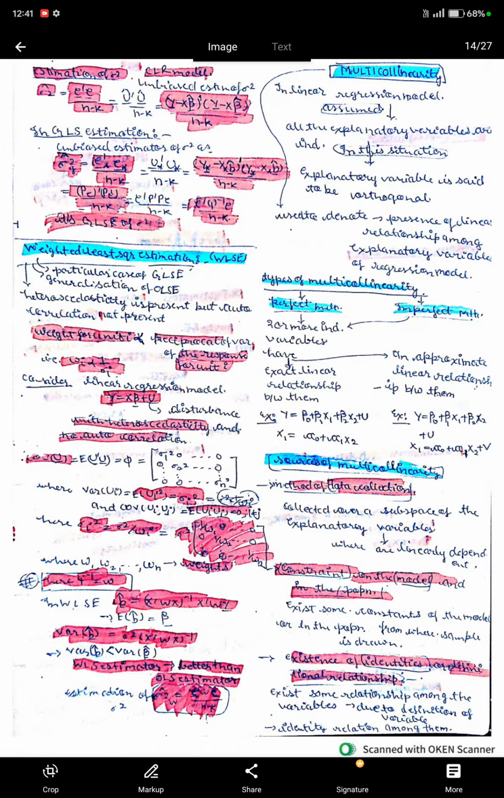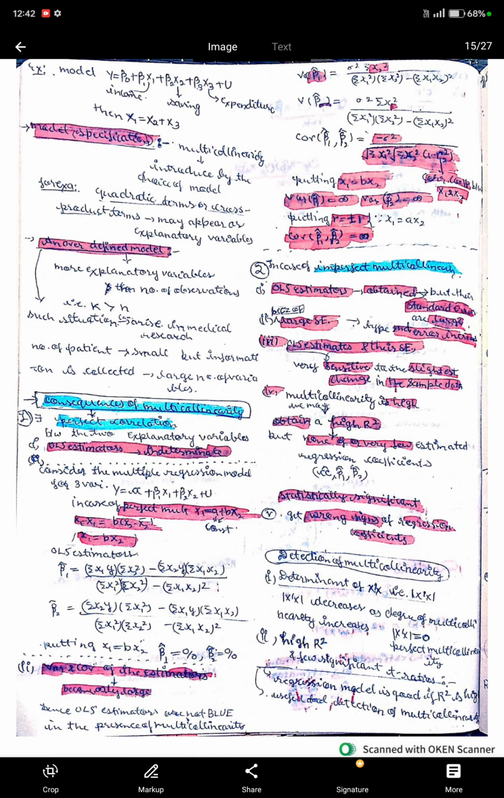Existence of identities or definitional relationships. There exist some relationships among the variables due to the definition of the variables, an identity relation among them. For example, model y equals beta naught plus beta 1 x1 plus beta 2 x2 plus beta 3 x3 plus u, where x1 is income, x2 is savings, x3 is expenditure. Then x1, income, equals x2 plus x3, savings plus expenditure.